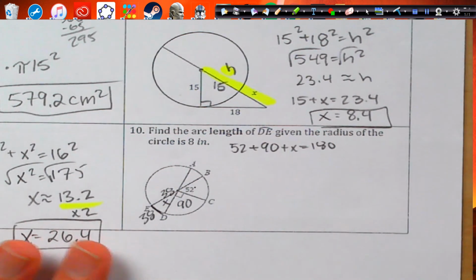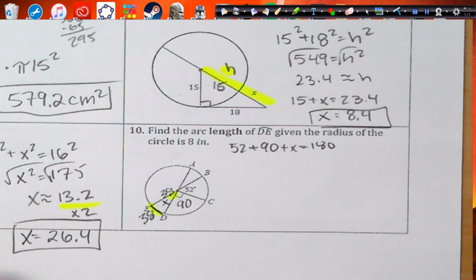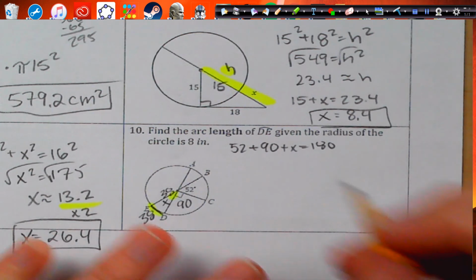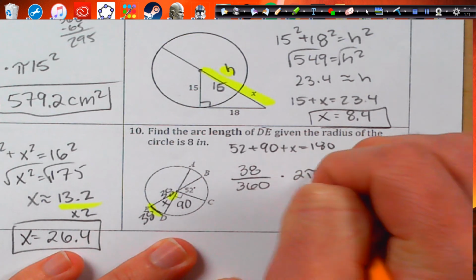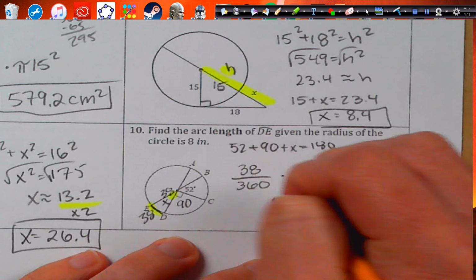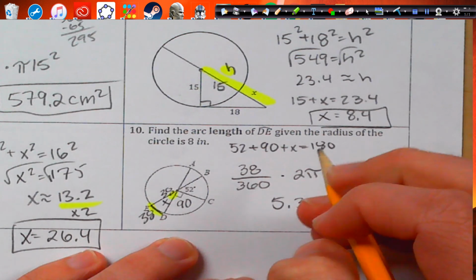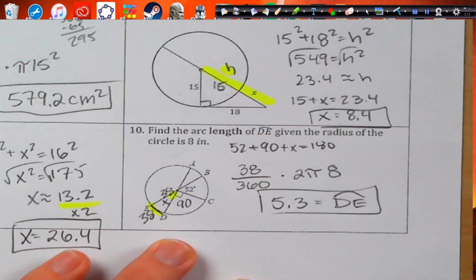The arc is also going to be 38 because this 38 is a central angle. Central angles are congruent to their arcs. It's inscribed angles that aren't, but this isn't an inscribed angle. So we're going to get 38 degrees out of 360 times 2 pi 8, or 2 pi r. And again, we're going to just throw all that in our calculator and see what we get. Okay. And I got about 5.3, and that multiplying everything in there is going to be the length of DE. And there it is.